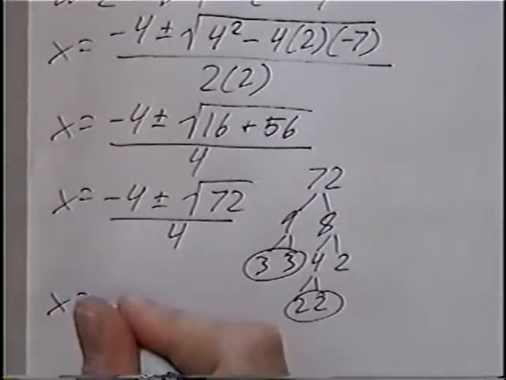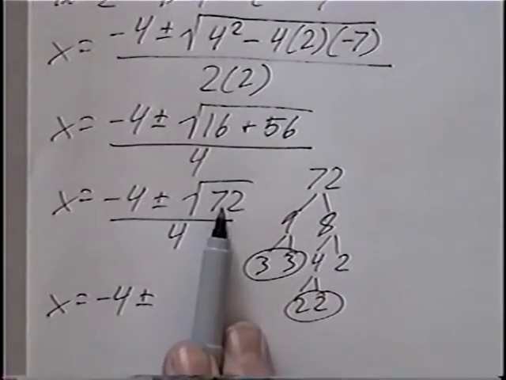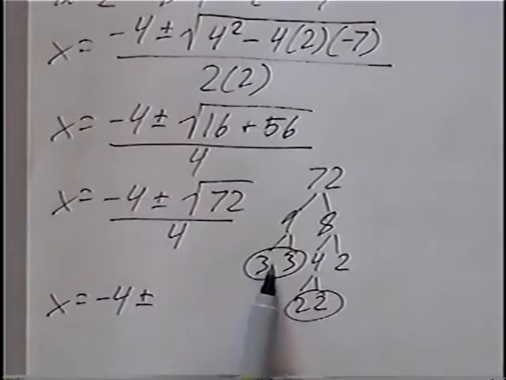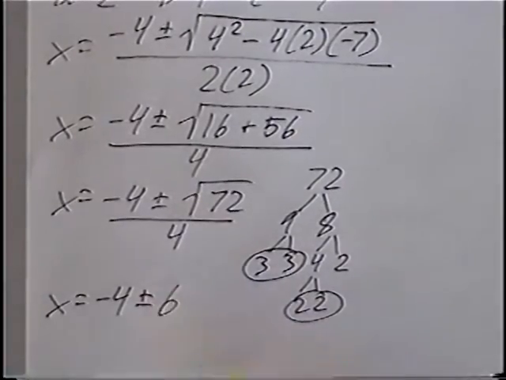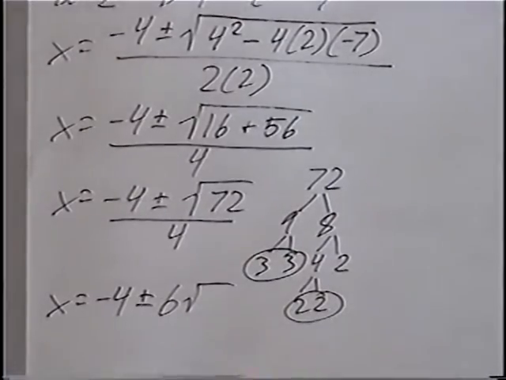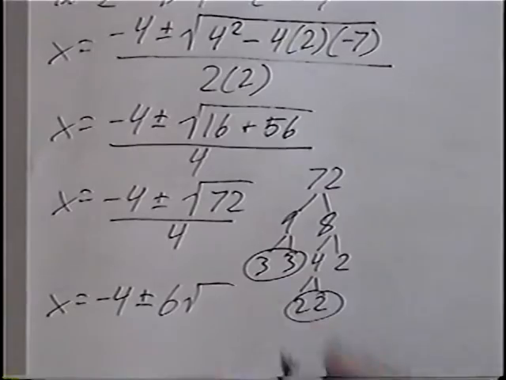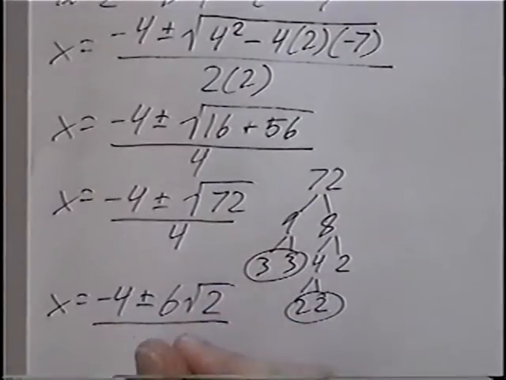So x equals, -4 comes down, plus or minus the square root of 72. We have a pair of 3's and a pair of 2's, which we can multiply to get 6. And the number inside the radical was a number that we did not factor and did not circle, which would be 2, divided by 4.